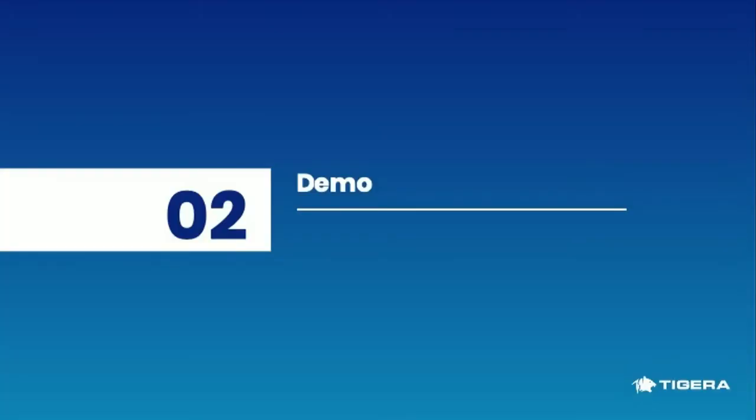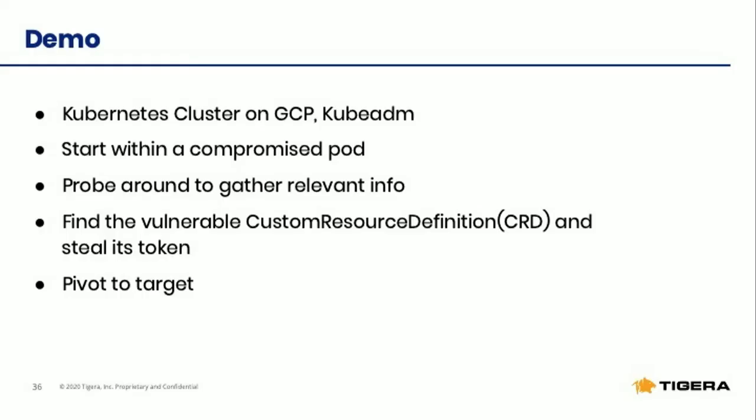So I'll now go over a demo of what I just talked about. In this demo, I'm using a Kubernetes cluster on GCP. It was installed with kubeadm. I'll start off within a compromised pod, which is just me doing kubectl exec into a pod. I'll look around and see if I can find any interesting information. I will then find a vulnerable custom resource definition and get its token. And then we're going to pivot and impersonate that CRD.